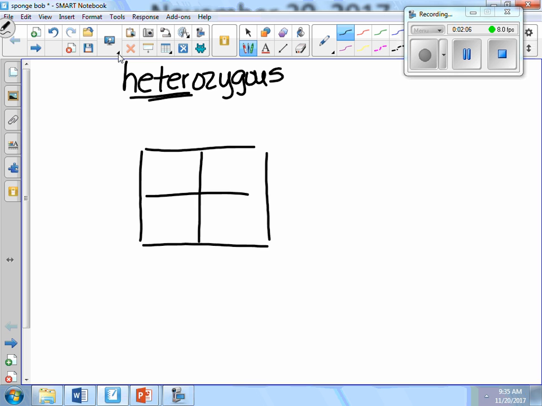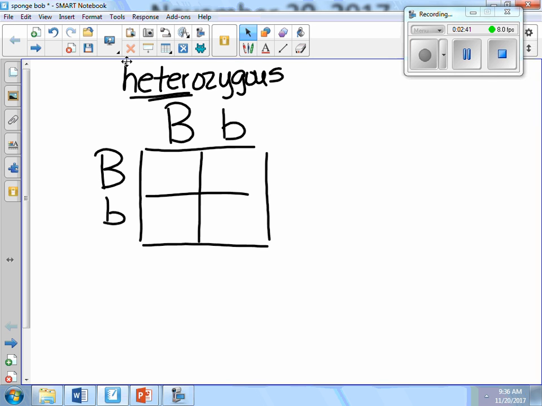Where do I put those letters for the father? On the top, 1 letter per box. Uppercase B, lowercase b. That's the father's alleles. Dana, what are the mother's alleles? They're both heterozygous. What does that mean? They're the same or different? Heterozygous, because I'm different. So if dad has a big B and a little b, are those the same or different? Different. So what does mom have? Big B, little b as well. Let's make this little b a different color so we can see it.